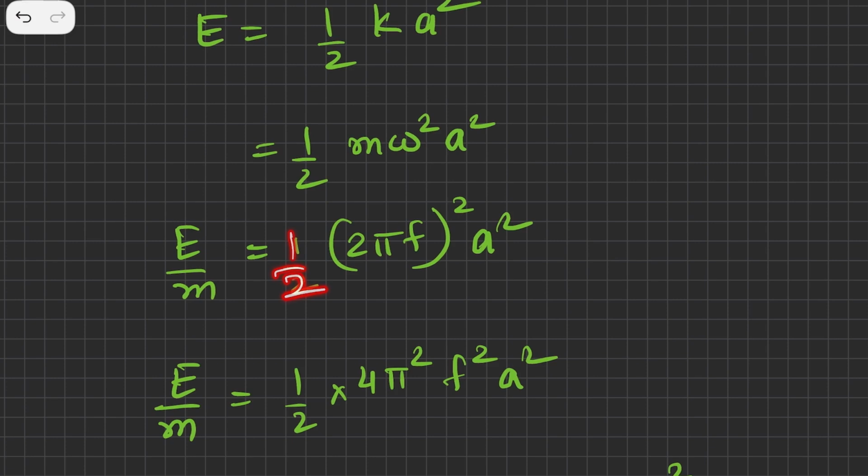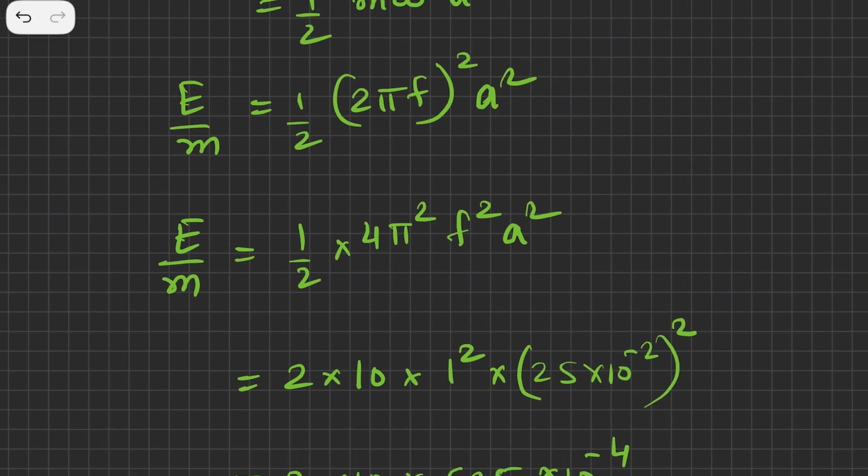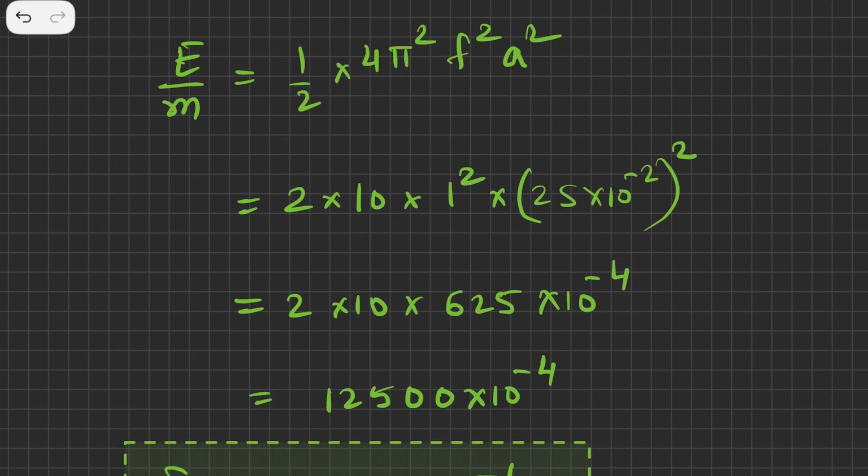E upon m is equal to half of 2 pi f the whole square. Now in place of omega I have written 2 pi f the whole square. m has gone on the other side, A square as it is. Now put in the values. This is something I need to find out, so I'll keep it as it is. Half remains half. 2 square will become 4. Pi will become pi square. f will become f square, A square. Now let us put all the values. These 2 ones are 2 twos are, so I get only 2. Pi square I can write as 10. Frequency I found out as 1. And amplitude is given as 25 into 10 raised to minus 2, the whole square.